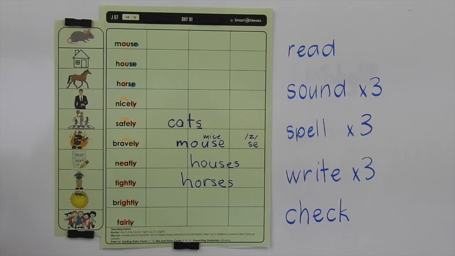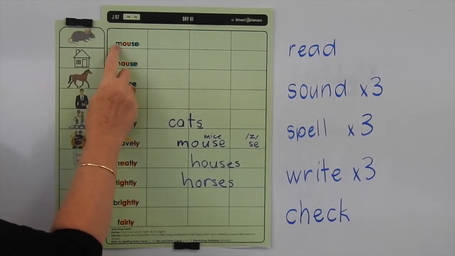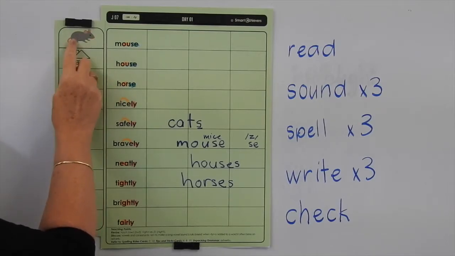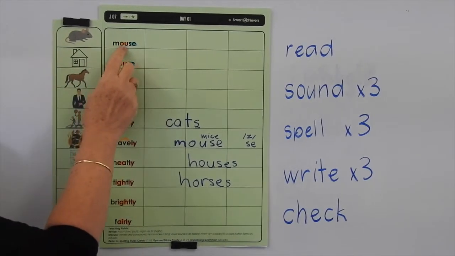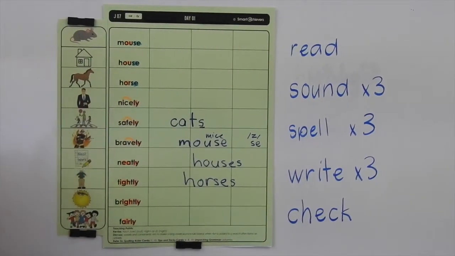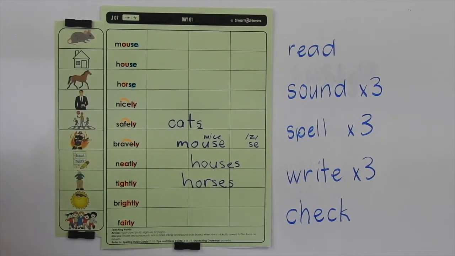Now let's have a look at what these words mean. Now, a mouse could mean a little animal that you might have at home or see running around in a bush. It could also mean one of those little devices that you use with a computer to be able to navigate your way around.